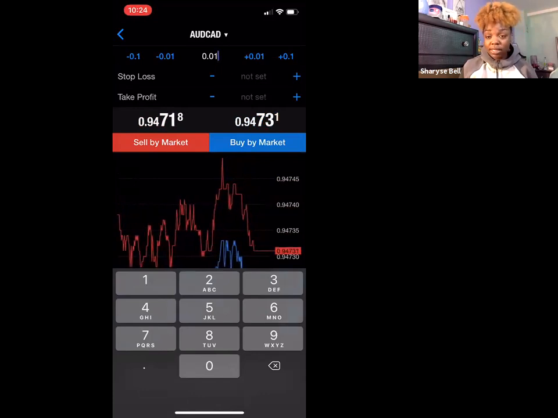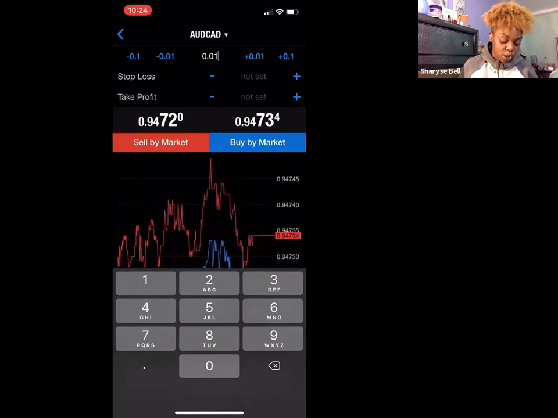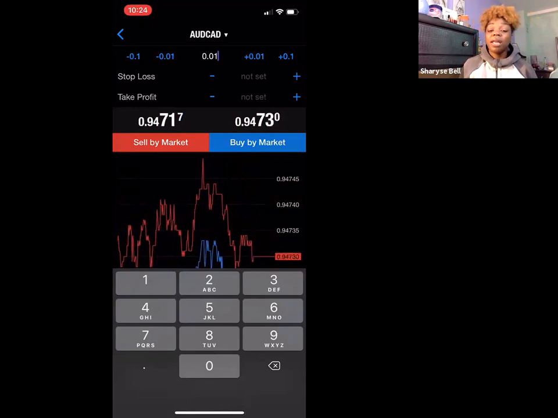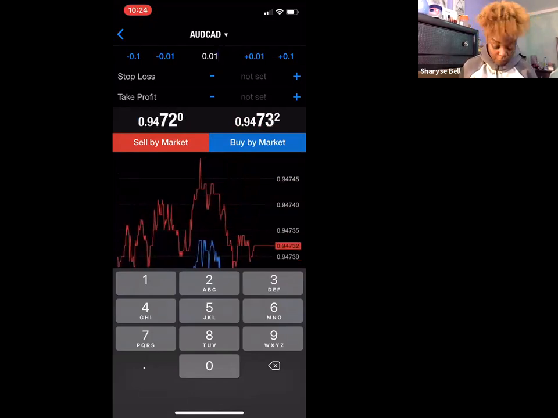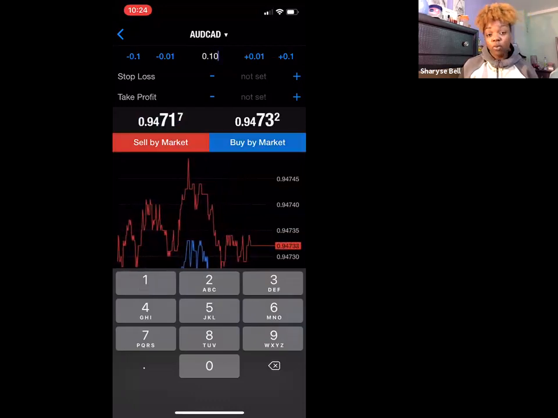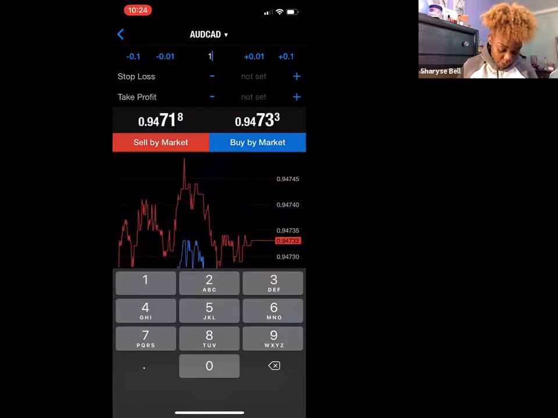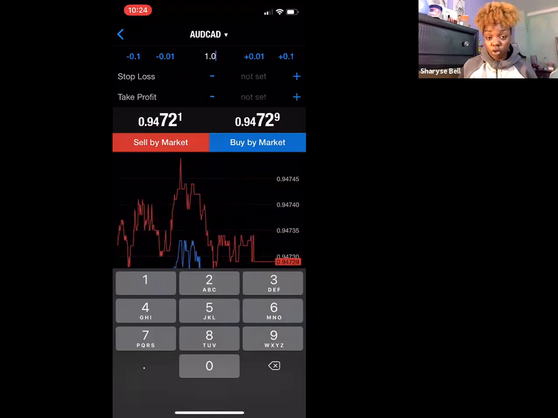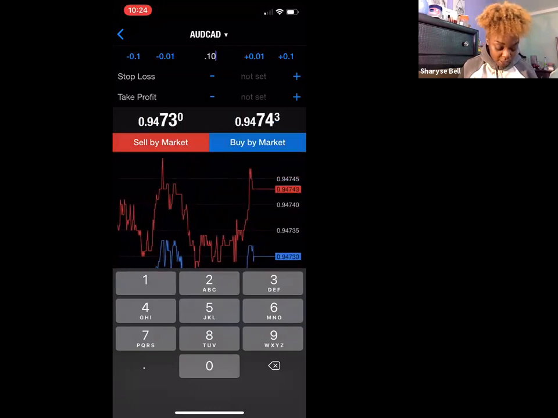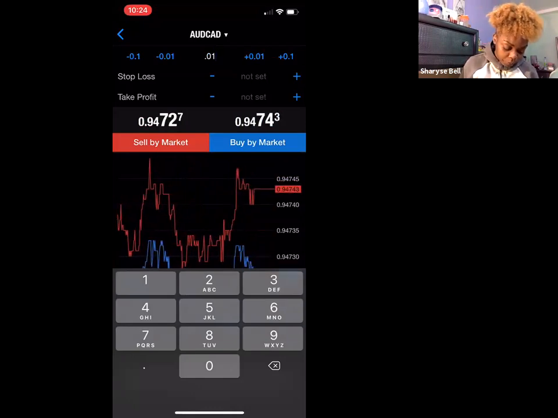So if I have 2 lots, that equals 20 cents. If I have 3 lots, that equals 30 cents. Once you start to look at it like this, you see 0.01 and may think it's a penny every pip, but no, it's actually 10 cents every pip. So 0.01 is 10 cents per pip. 0.10 is equal to $1 per pip. And 1.0 is equal to $10 per pip. This is your standard lot size. 0.10 is your mini lot size, and 0.01 is your micro lot size.